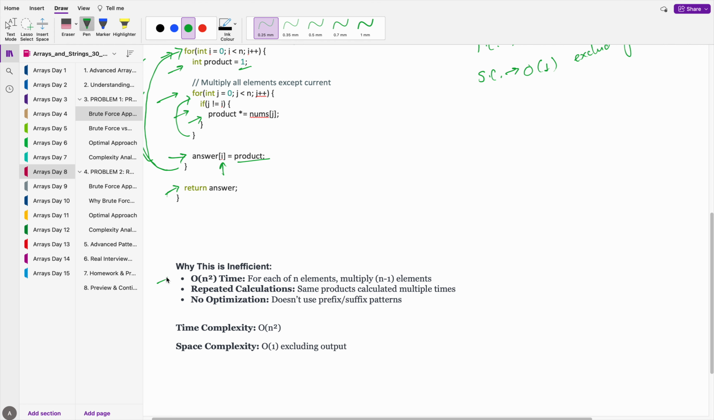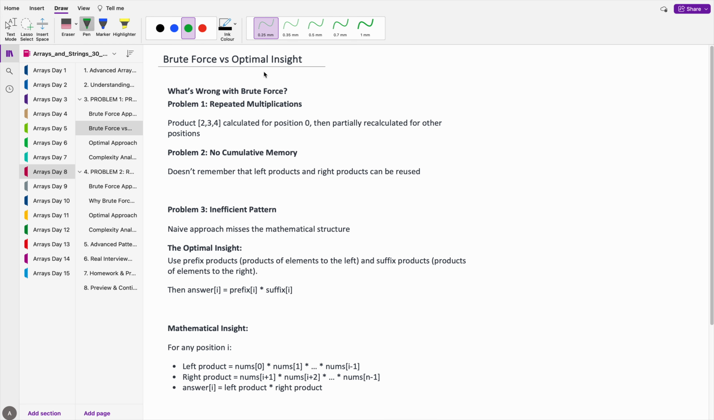So why is this inefficient? O of n square. कौन चाहता है solution on a 1D array? Correct. So for each element multiply n minus 1 elements. It is repeated calculations. Same products calculated multiple times. Obviously, we are doing that. No optimizations, doesn't use prefix suffix pattern. ये क्या होता है? These are some mathematics patterns you can say for now, but I'll show you what they actually are. So time complexity is big O of n square. Space is big O of 1, excluding output. So here, brute force versus optimal insight. What is wrong here? Repeated multiplication, okay, that's our main problem.